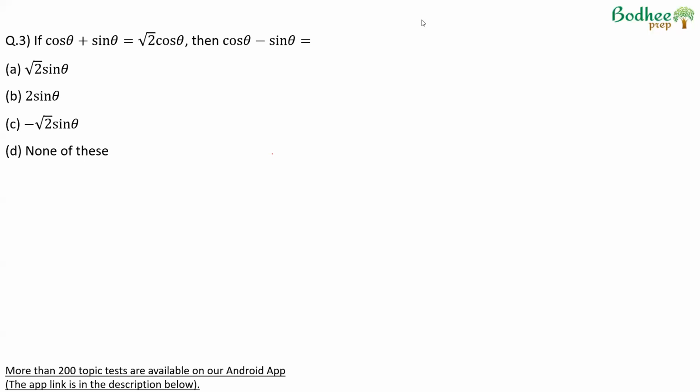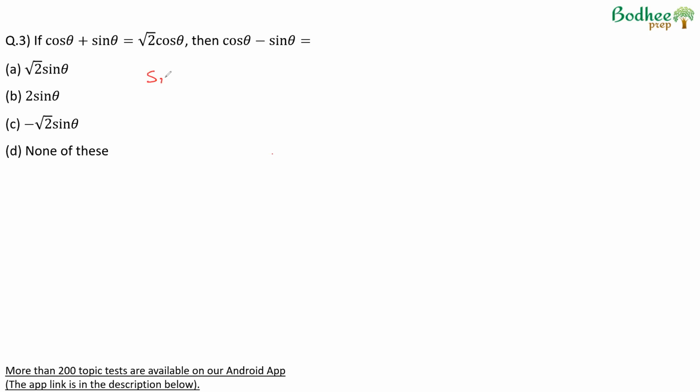Cos theta plus sine theta is equal to root 2 times cos theta. We have to find the value of cos theta minus sine theta. So from here, we have to somehow convert this to cos theta minus sine theta. This sign is minus. Cos square theta minus sine square theta is not a property that we have. And therefore, from here only we will try to take out sine theta separately.